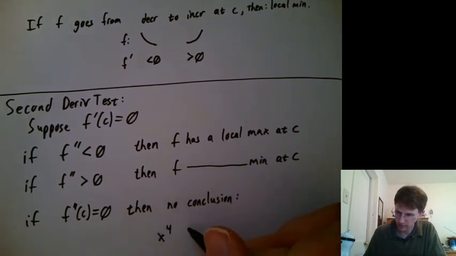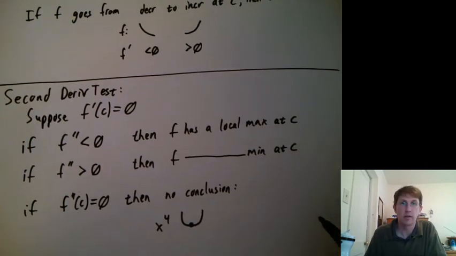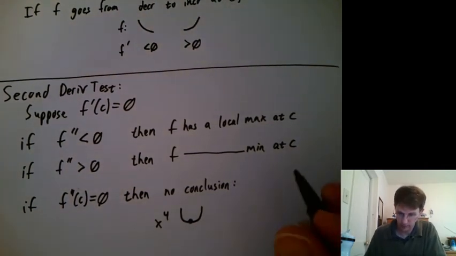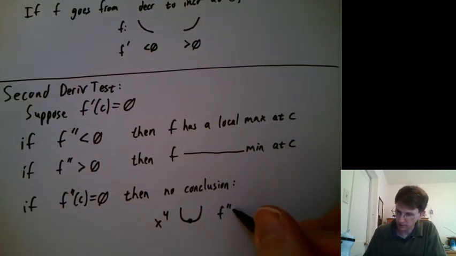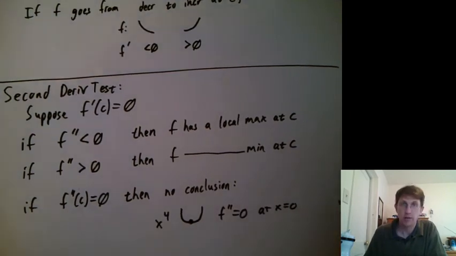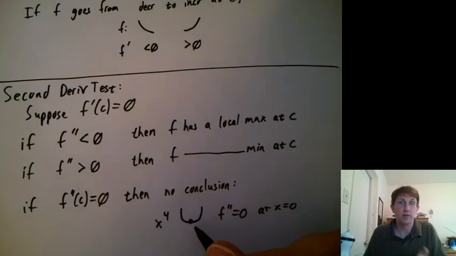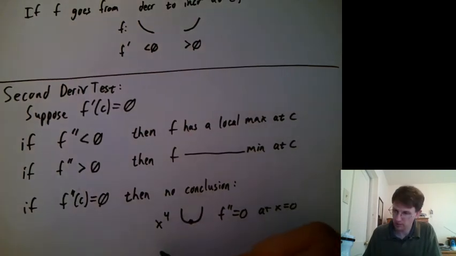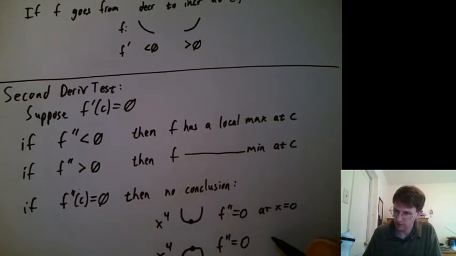x to the fourth looks like this with a very flat spot there, which was not an inflection point. f double prime is 0 there at x equals 0, but it's a local min. Is there any way it could be a local max and still have f double prime equal to 0? Well, think about negative x to the fourth. It looks like the same thing, but upside down. f double prime equals 0.